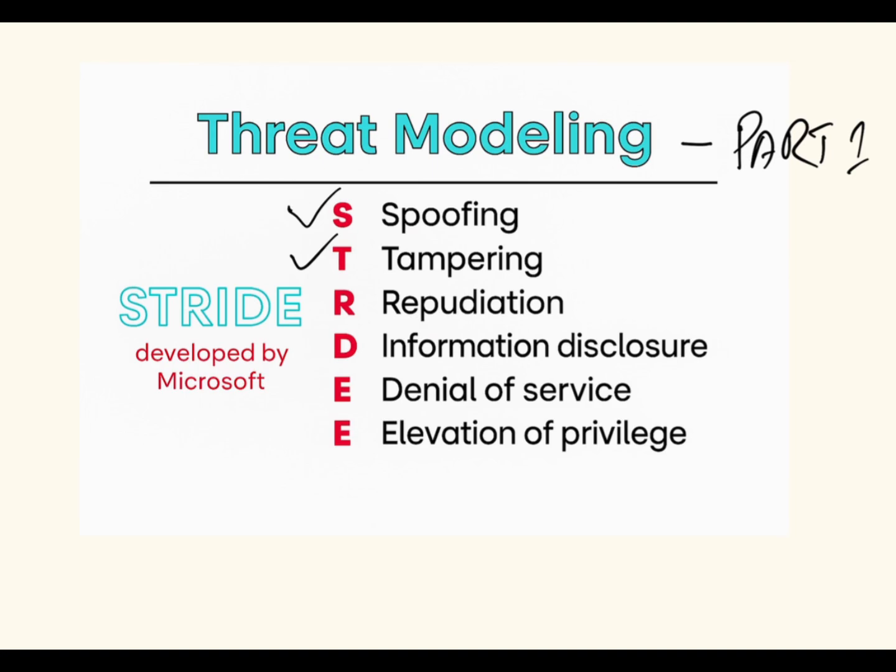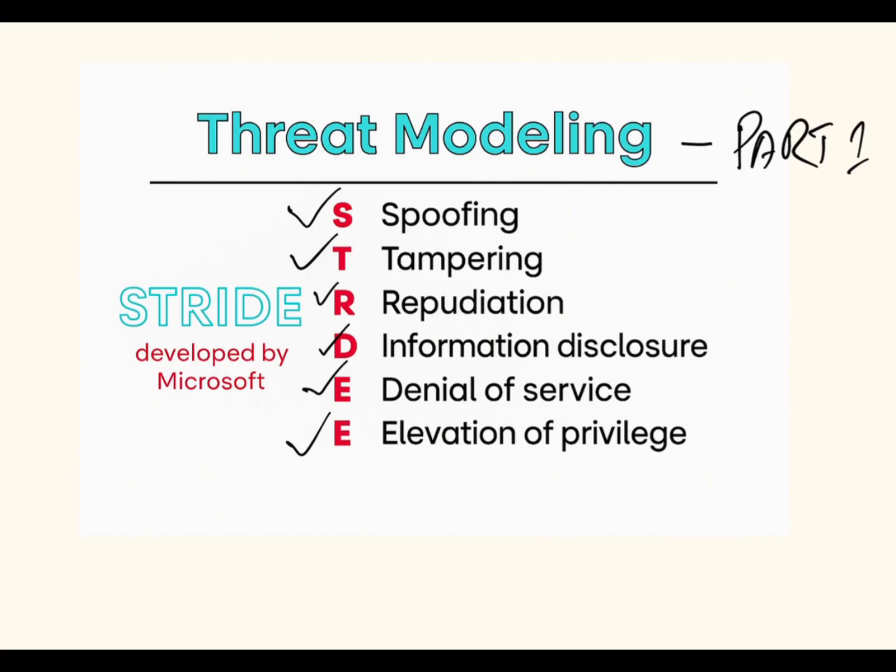Information disclosure. So leaking sensitive information, for example, data breaches, unsecured data. Denial of service, a very common attack, making a system or resources unavailable, for example, flooding a server with traffic. Elevation of privileges. So gaining higher access than authorized. For example, a normal user becomes an admin.